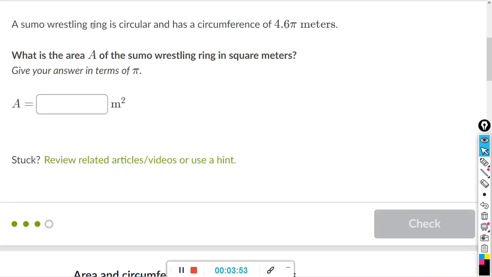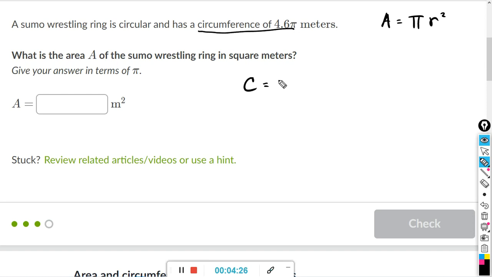A sumo wrestling ring is circular and has a circumference of 46 pi meters. What is the area of the ring in square meters? Give your answer in terms of pi. All right. So in order to find the area, the formula is pi times r squared. So we need r to find the area. Okay. We were given the circumference is 4.6 pi. So let's do that first.